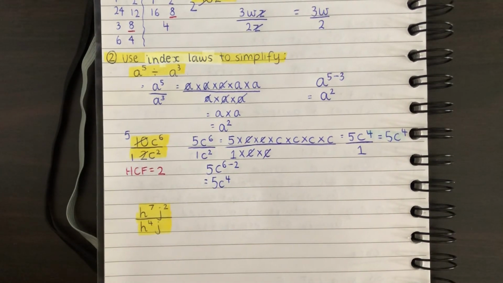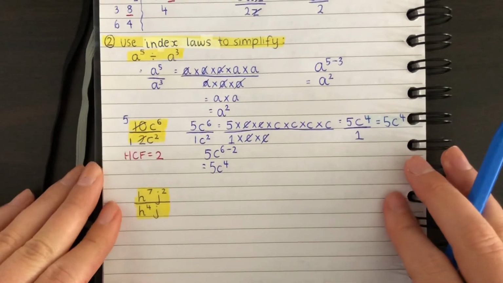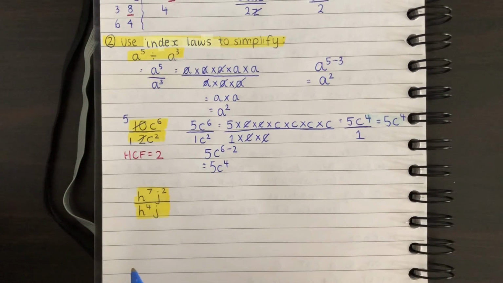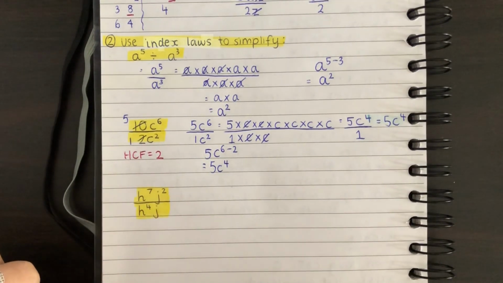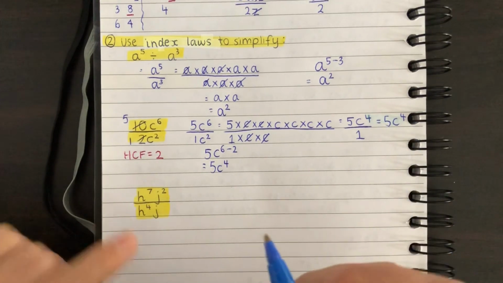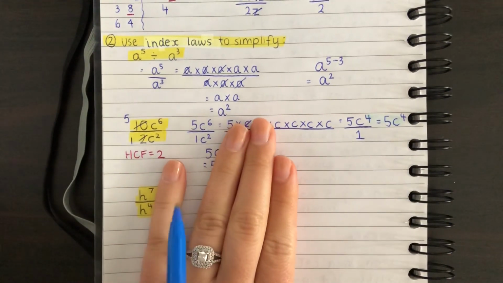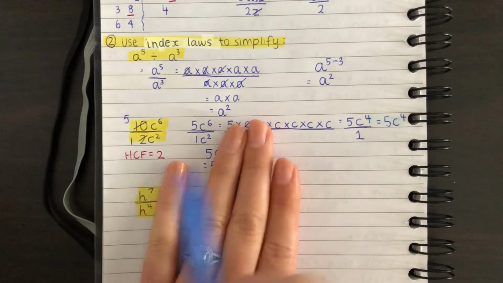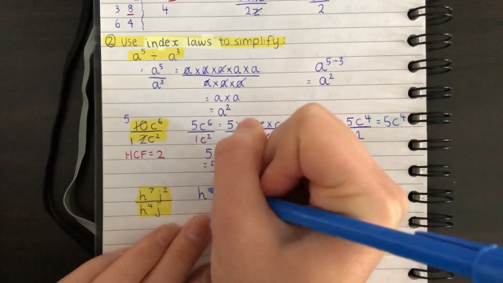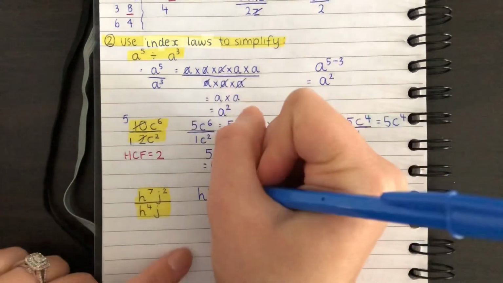Okay. Last one. I'll show you using index laws. So we have H's and J's. Now, let's deal with the H's first. We've got H7, H to the power of 7, divided by H to the power of 4. So write your big H, and you have 7 minus 4.